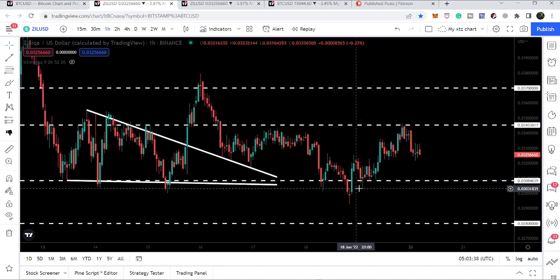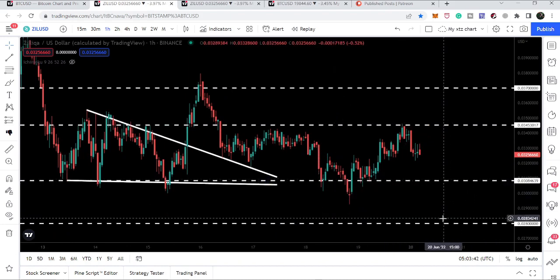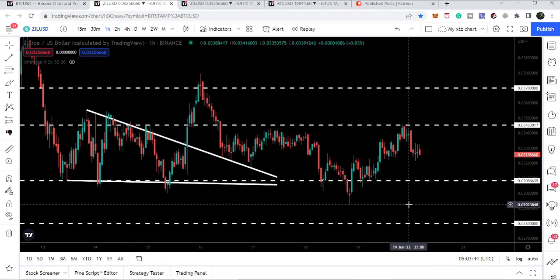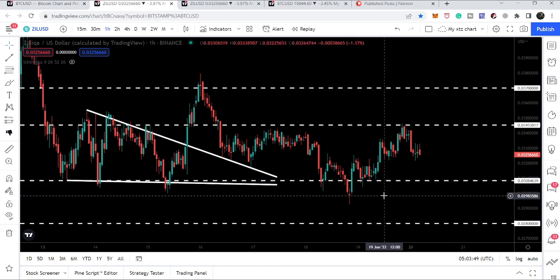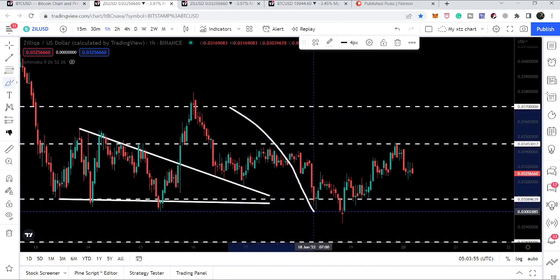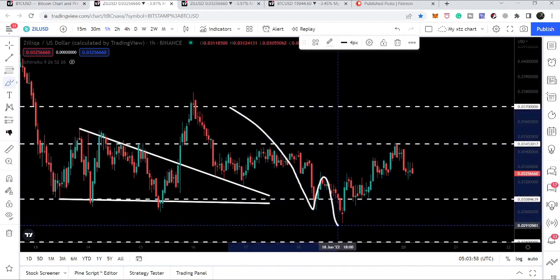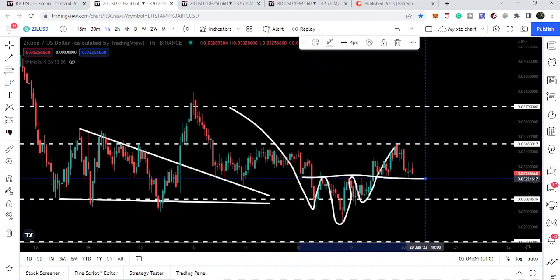For example, if Zilliqa breaks down this 3 cents support, then our next key support will be at 2.8 cents. By the way, this support is stronger than this 3 cent support. We have also seen that Zilliqa has formed an inverse head and shoulder pattern. This is the head, and this is the right shoulder. Right now you can see it has also broken out of the resistance of this head and shoulder pattern and is still moving above the neckline.